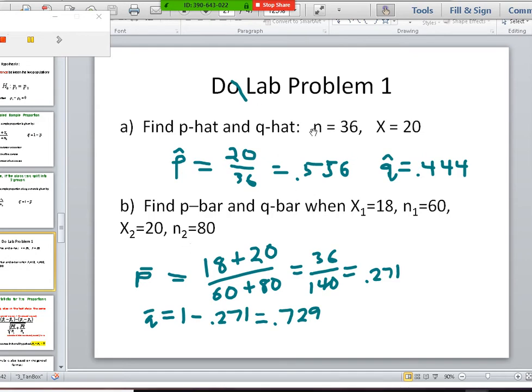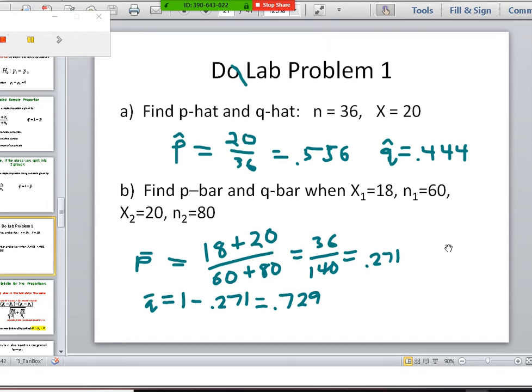And that is going to be, so one thing about this top one, just so you guys know, sometimes I'll give you p and n and have you find x, right? So sometimes I'll give you this p hat and you'll have 36 and you have to find the 20. So you know that this p hat multiplied by your n gives you your x. So sometimes you have to work it the other way around too.